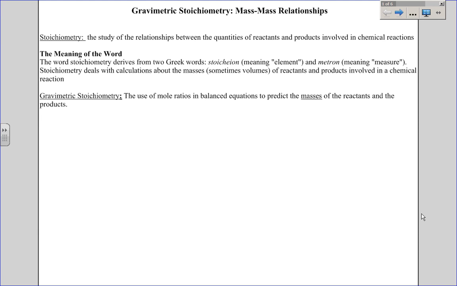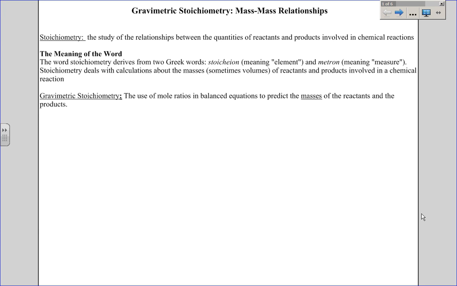In our first lesson of stoichiometry, we'll investigate the terminology of stoichiometry and gravimetric stoichiometry, and we'll learn the process to solving basic stoichiometric problems. Stoichiometry is the study of relationships between the quantities of reactants and products involved in chemical reactions. The word stoichiometry is derived from two Greek words, stoichon, which means element, and metron, which means measurement.